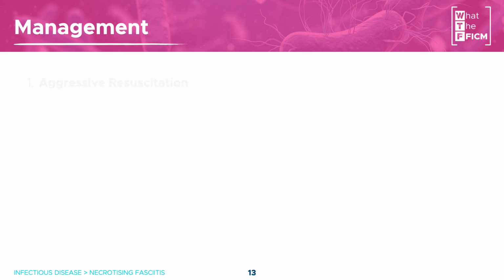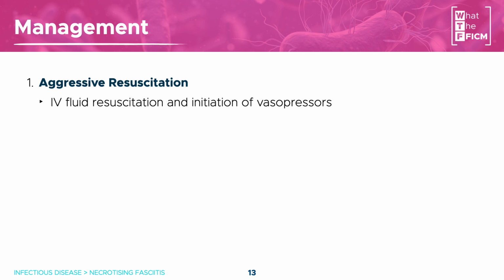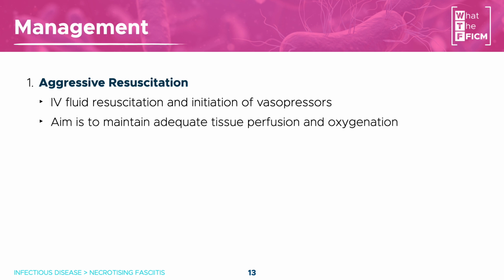In terms of aggressive resuscitation, patients will require IV fluids to restore their intravascular volume, and it's likely that they will also need the early initiation of vasopressors to overcome vasoplegia, and this should be done according to the surviving sepsis guidelines. The aim is to maintain adequate tissue perfusion and oxygenation. Resuscitation is required to help stabilise the patient and optimise their condition.